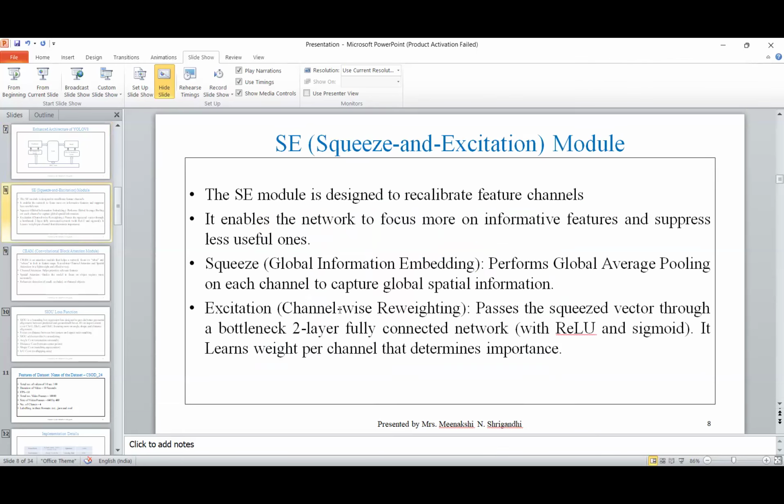So SE is nothing but the squeeze and excitation module. The squeeze and excitation module is designed to recalibrate the feature channels. It enables the network to focus more on informative features and less on unuseful ones. The squeeze is the global information embedding, which performs global average pooling on each channel to capture the global information. The excitation module passes the squeeze vector through a bottleneck two-layer fully connected network with ReLU and sigmoid.